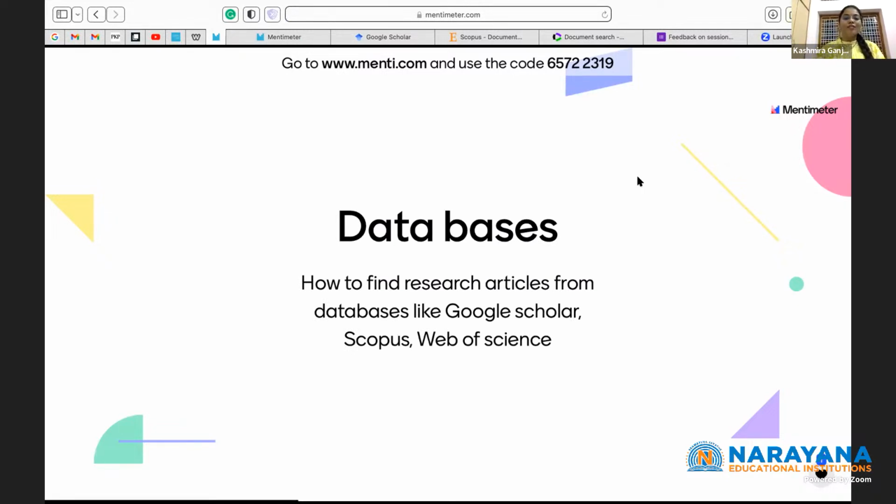So now, for conducting a literature review, you have to go through different research articles on your research topic. My research topic is Internet of Things, and I want to retrieve different articles published in this particular research area. There are different databases like Google Scholar, Scopus, Web of Science. We will check one by one how to retrieve the articles from these databases.